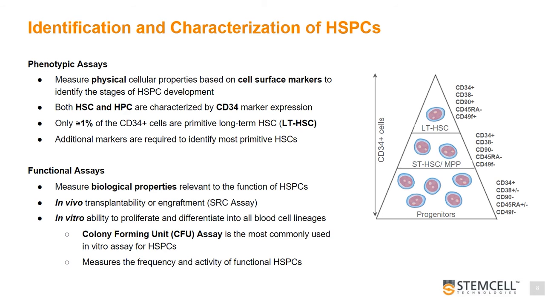Among in vitro assays, the colony forming unit or CFU assay is the most commonly used assay for hematopoietic cells. It allows for a relatively quick estimate of the frequency and activity of stem and progenitor cells in a test cell population, and therefore can be used as a method for screening the effects of a treatment, such as gene modifications, on HSPC function and frequency.